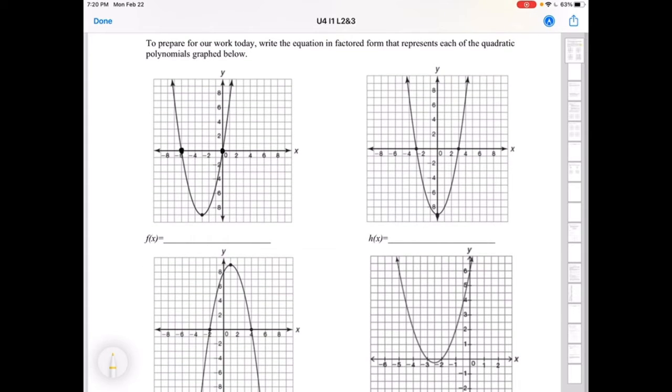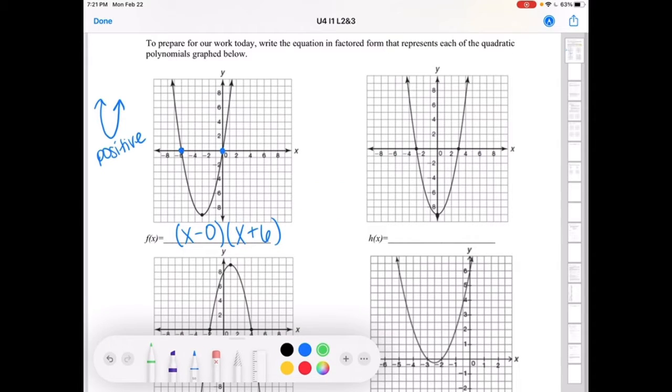So for example, on the first graph, I have -6, 0, and 0, 0 as my roots. So there's one of two options that I could do. And I also can see that it's concave up, so that means it's going to be positive. I can say, okay, I have x minus 0. That's how I can get that 0, 0 intercept. And then we have times x plus 6, because if I took x plus 6 and set it to 0, I would get x is equal to -6.